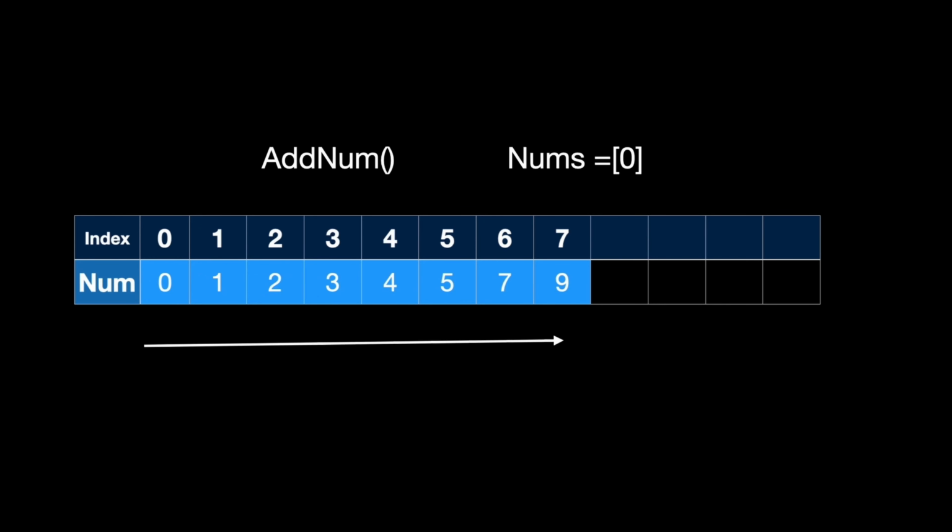So in our worst case scenario, add num, aside from binary search, which is going to be log n, we are going to do n steps, right? So we're going to move everything n steps. So it's going to be worst case scenario, and add num is going to be O of n, right?